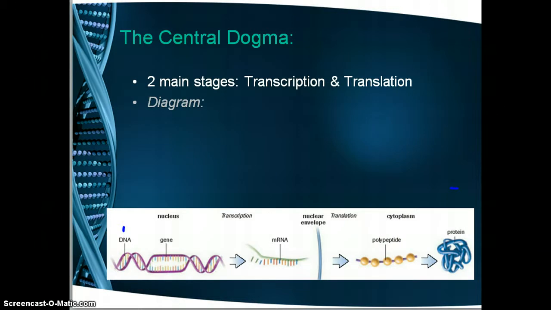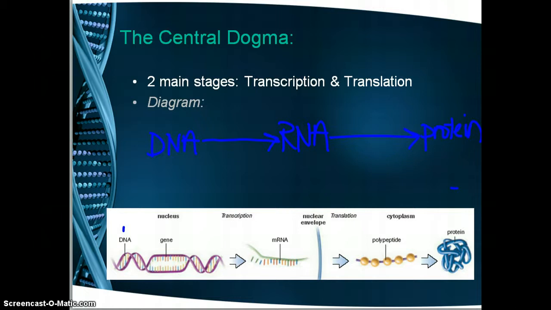So the central dogma, Mrs. Atkinson can probably tell you a little bit more what that means. It's kind of a social studies term, but basically that means that this is the big idea. This is the big idea of DNA. So there's two main stages, transcription and translation. So if I have DNA and I convert it into something called RNA, we'll talk about this, and then I can also then convert that RNA into protein.